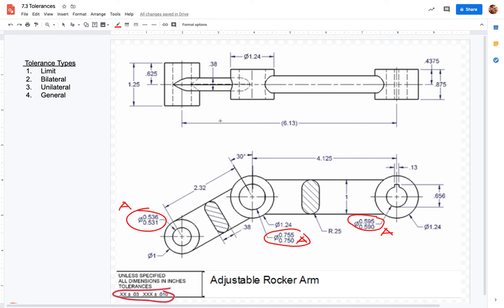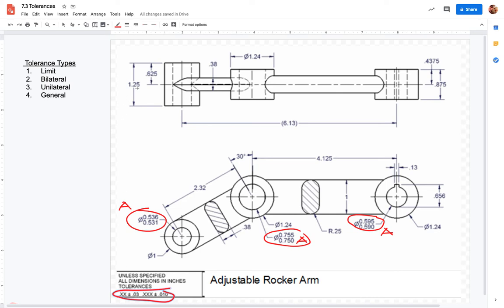If you look around, you'll notice none of these dimensions have a tolerance in the dimension. They don't have limit dimensions, they don't have bilateral tolerance, and they don't have unilateral tolerance. So basically, for all the rest of these, the general tolerances apply. That means for the next grouping, you can look at any dimension with two digits to the right of the decimal.